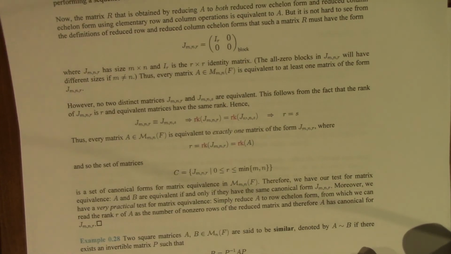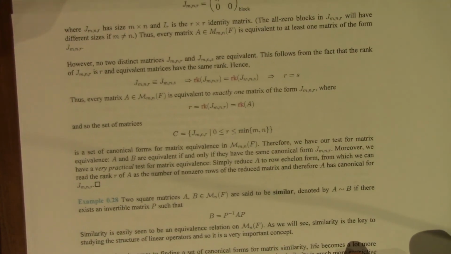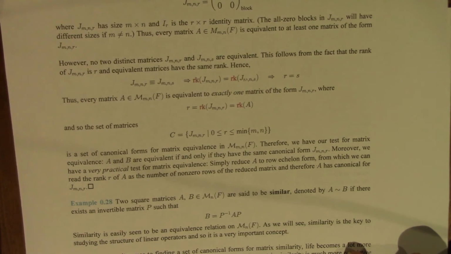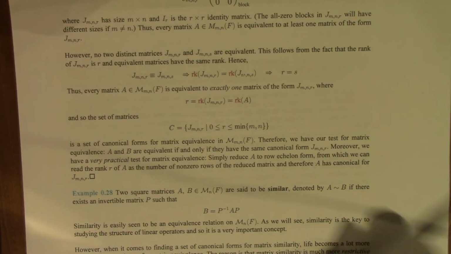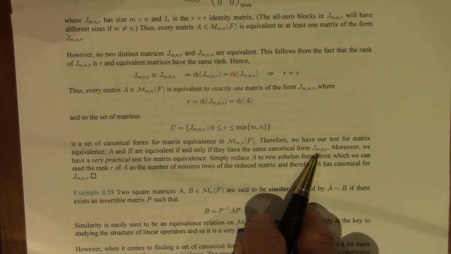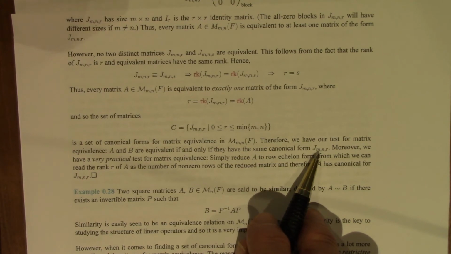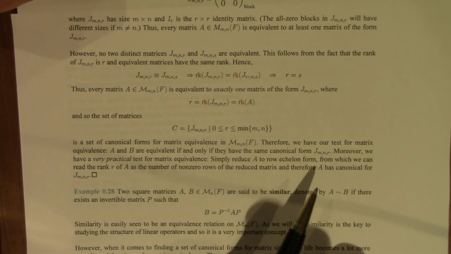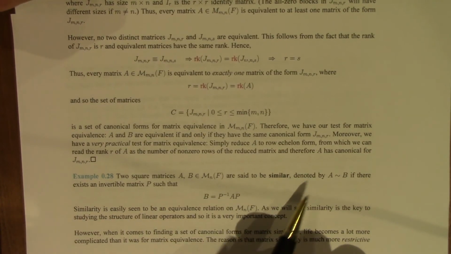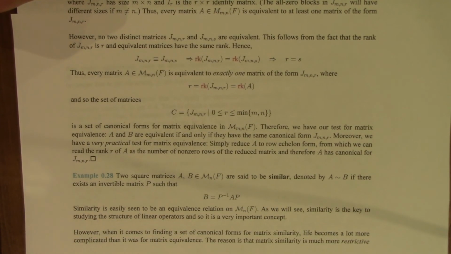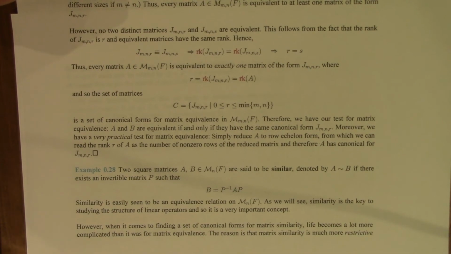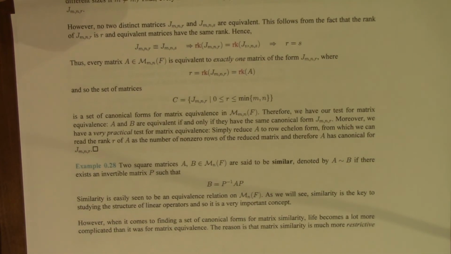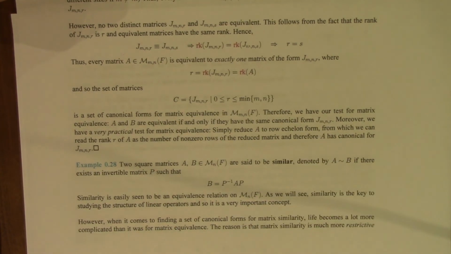And that gives us our test for matrix equivalence. A and B are matrix equivalent if and only if they have the same J matrix. And this is actually a very practical test because we can take a matrix A, reduce it just to row echelon form, read off the rank, and that'll give us the J matrix.